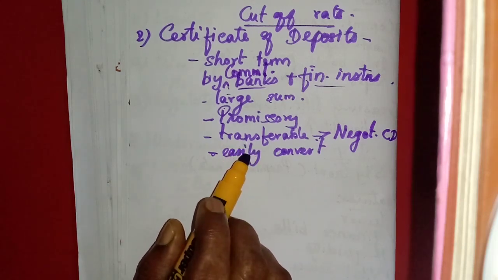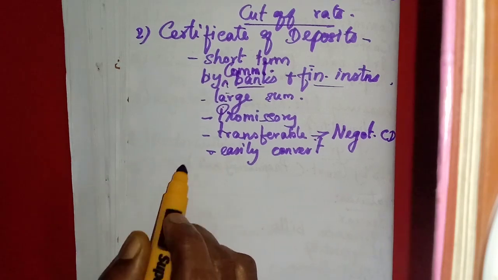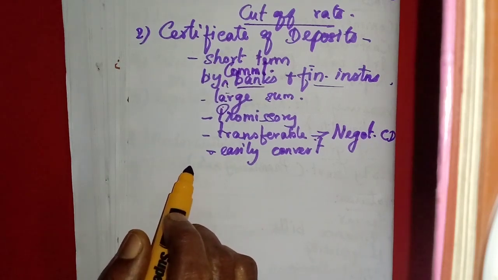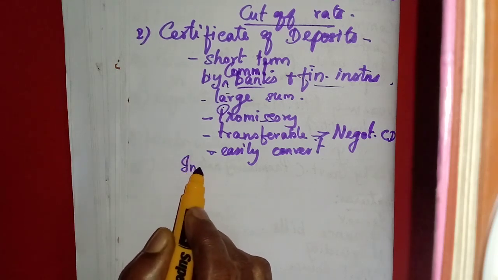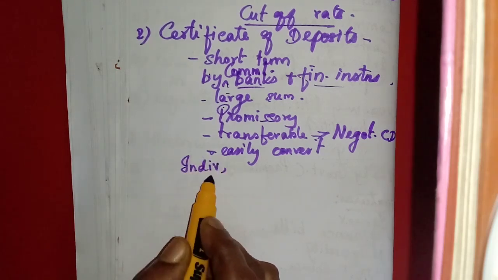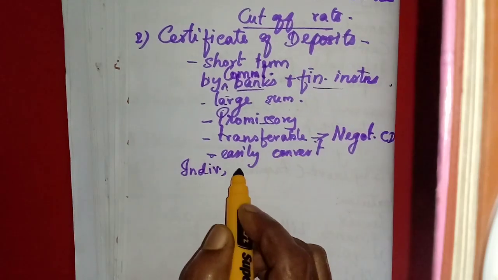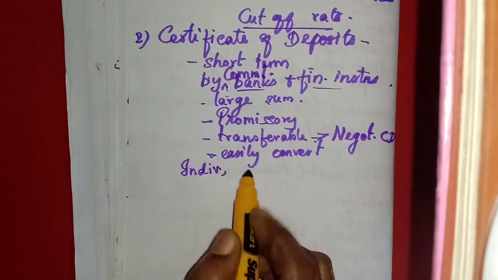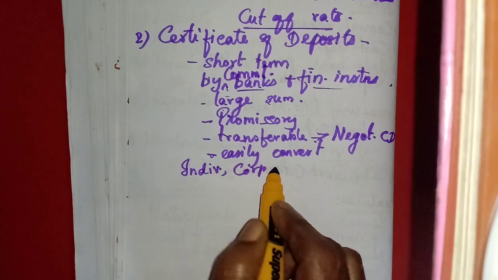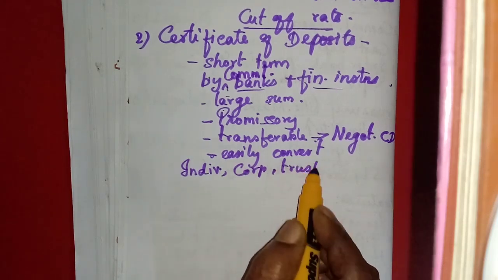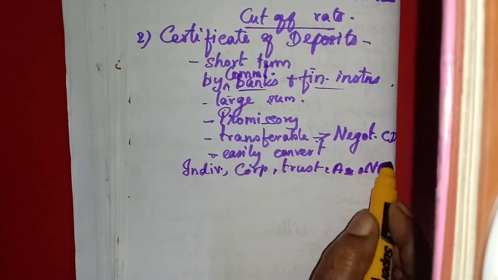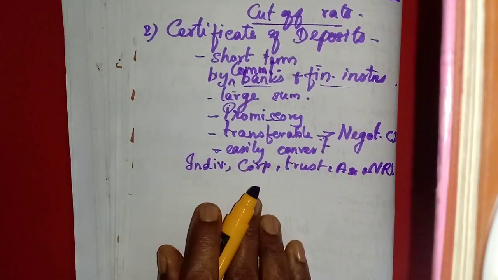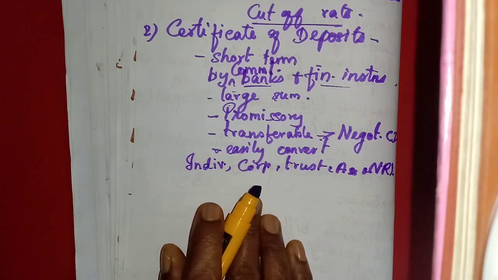Even this certificate of deposit can be available by subscription by individuals. Even individuals also can have this certificate of deposit. Okay, or the corporations or the trust or association, and NRI, non-resident Indians, those who are residing in foreign countries.